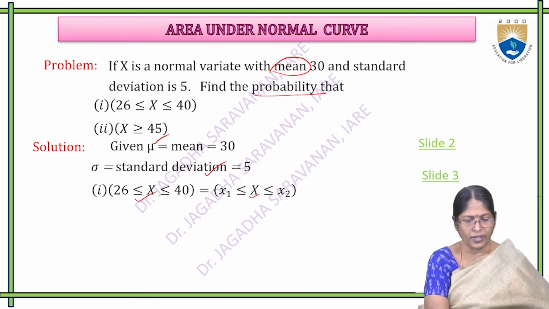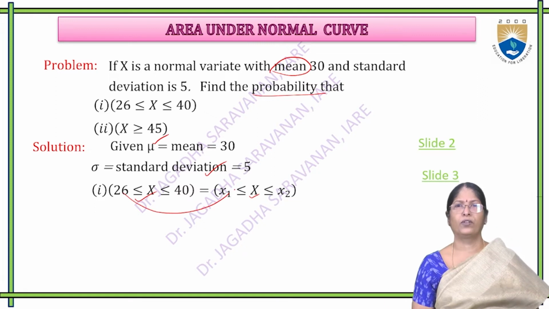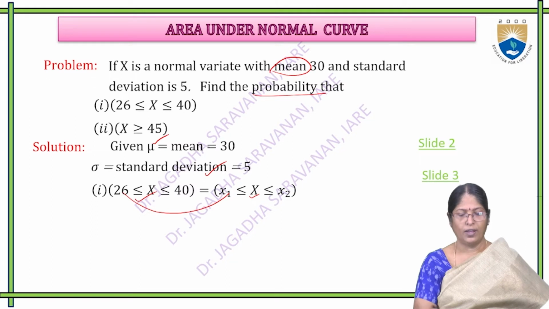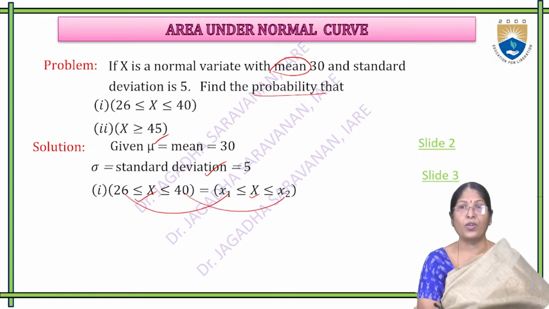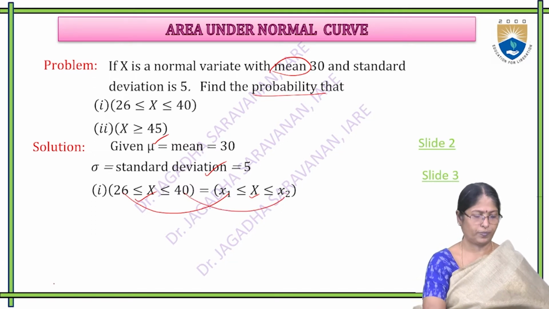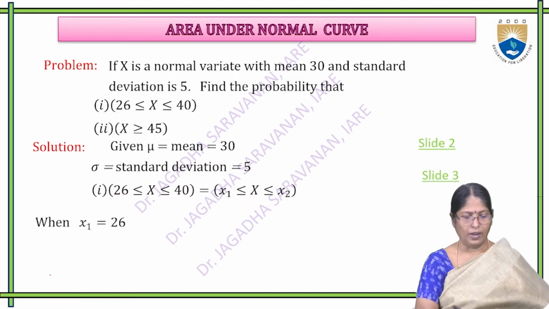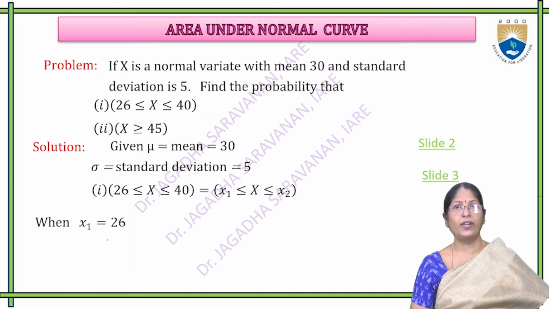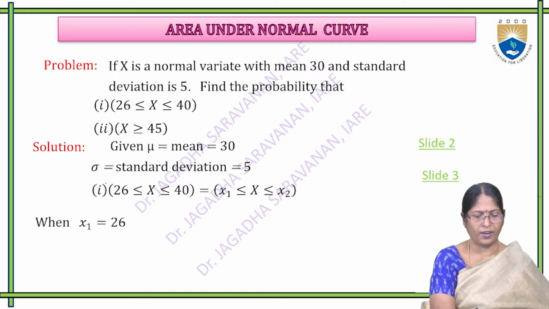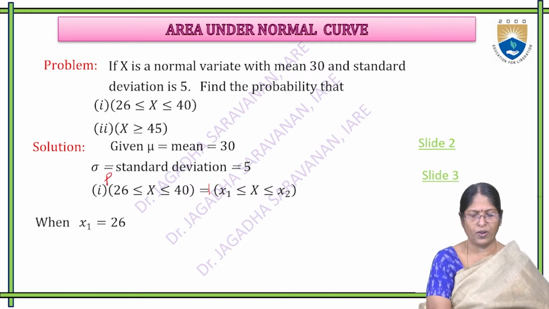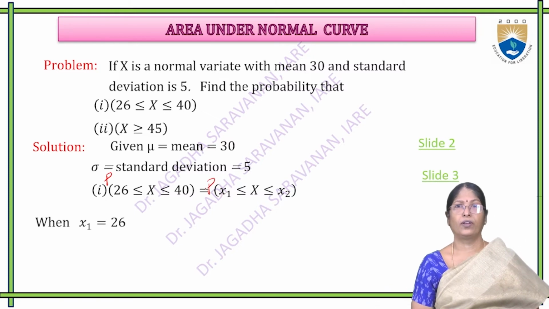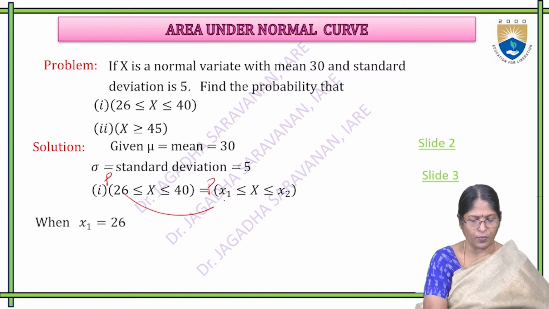The 26 we have denoted by the variable x1, and this 40 we have given x2. Next, x1 equal to 26. If you want, we can write it: probability of x1. This name we have given x1.